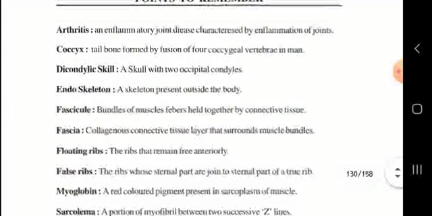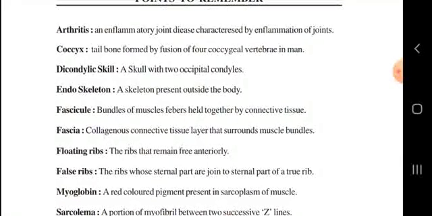Arthritis: what is arthritis? An inflamed joint disease characterized by inflammation of the joints. Because of the inflammation of the joints, this disease is caused. Next, coccyx: the tailbone formed by the fusion of four coccygeal vertebrae in humans.